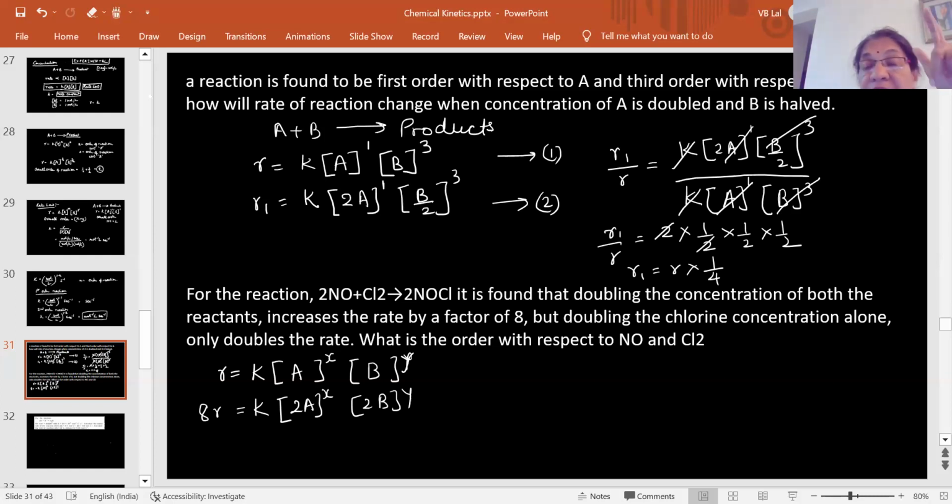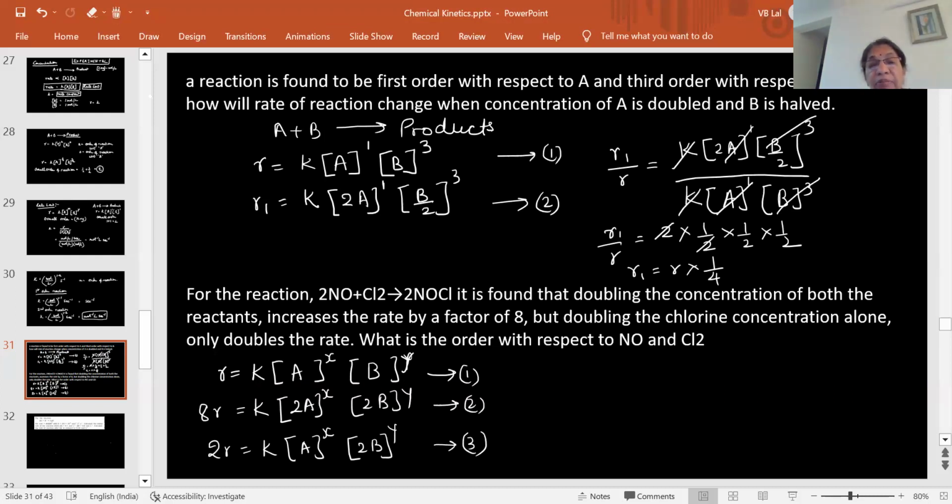Then the second condition says doubling the concentration of chlorine alone, the rate of reaction only doubles. So K, A raised to X, and I only double the concentration of B raised to Y, it is 2R, it only becomes double. Okay, so this is equation number 1, this is equation number 2, and this is equation number 3.